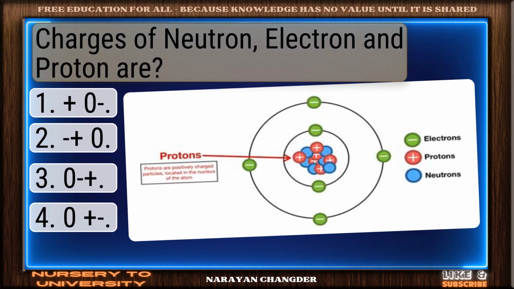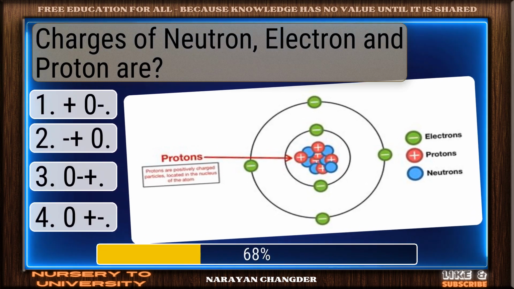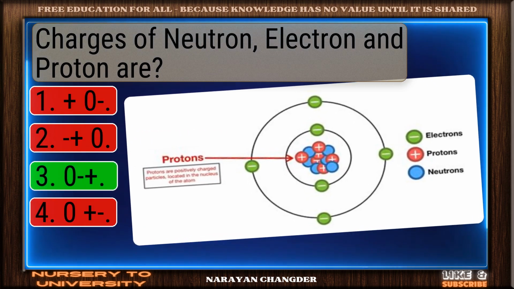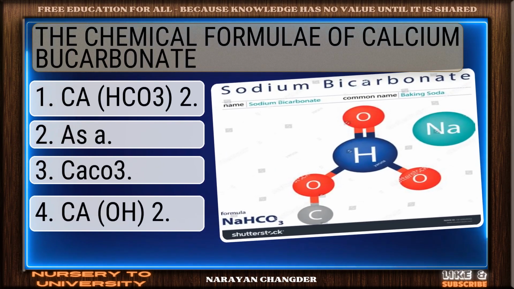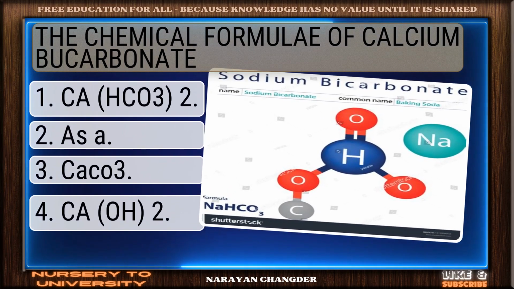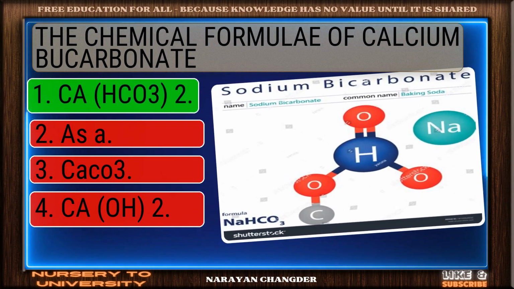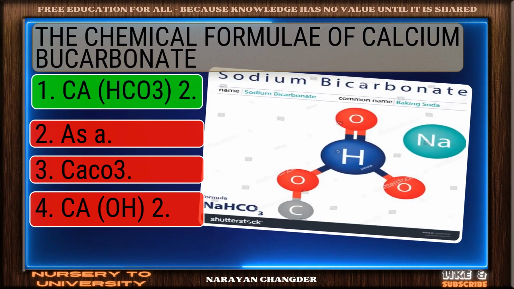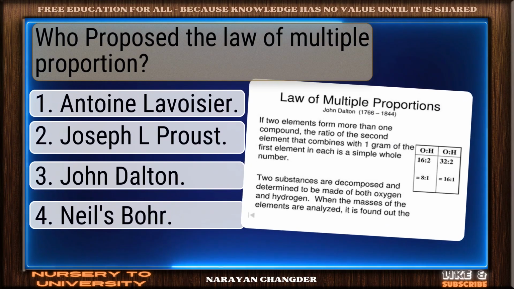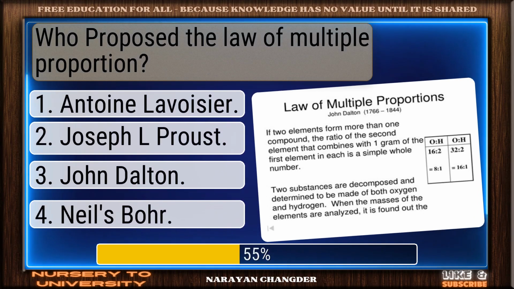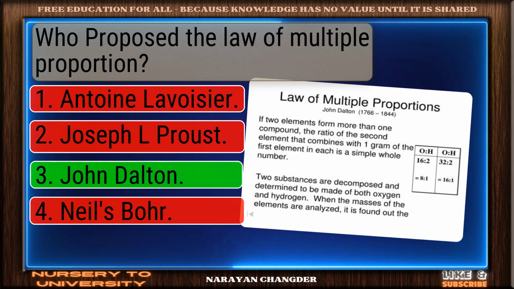Question number 167. Charges of neutron, electron and proton are. Smart move. 0, -, + is an accurate answer. Question number 168. The chemical formula of calcium bicarbonate. Great thinking. Ca(HCO3)2 is the right choice. Question number 169. Who proposed the law of multiple proportion? Great job. John Dalton is the accurate answer.